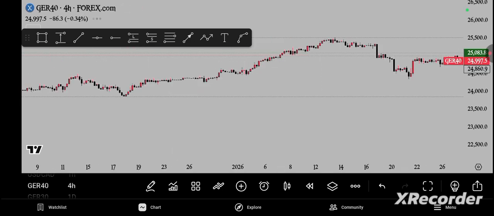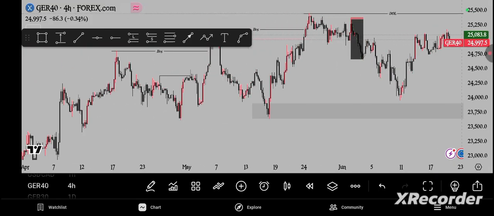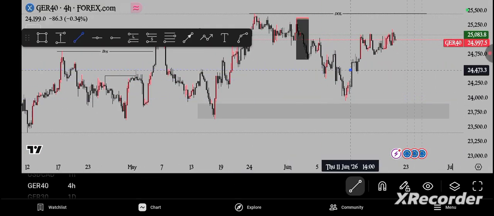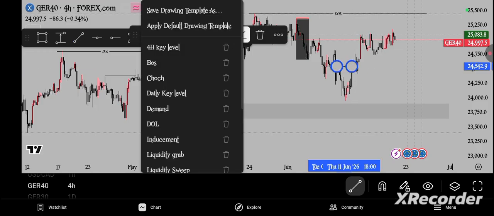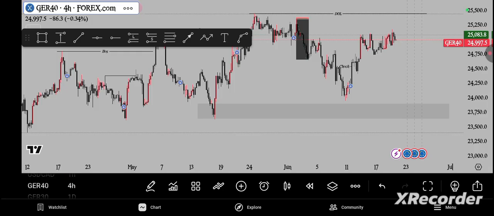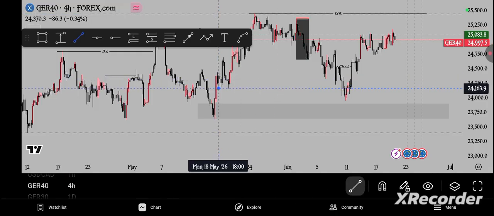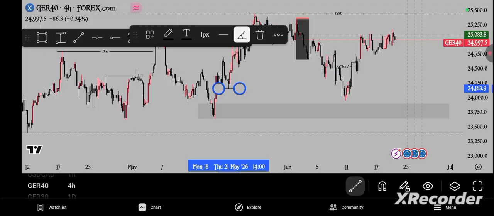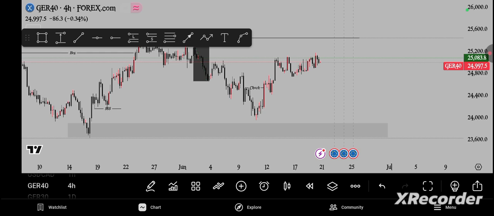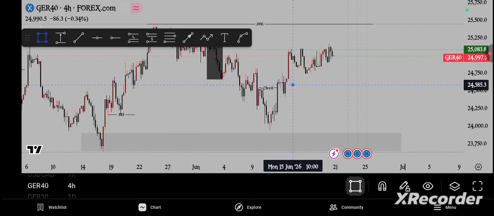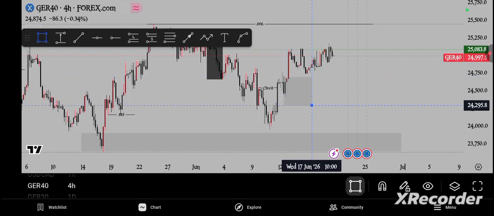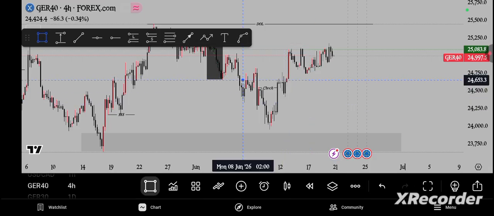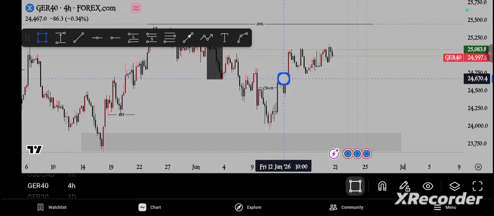Going to the 4 hour, you can see this was where the change of character occurred. Change of character occurred after taking what? This liquidity. Price didn't get into our zone, took out this liquidity, and is moving upward. So let me just mark this supply here.